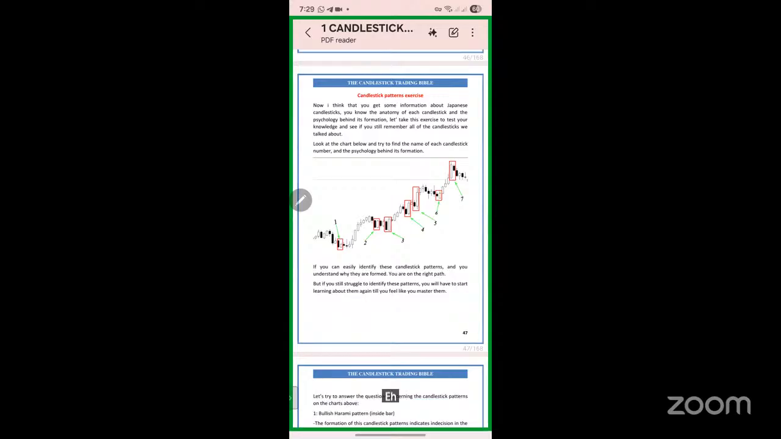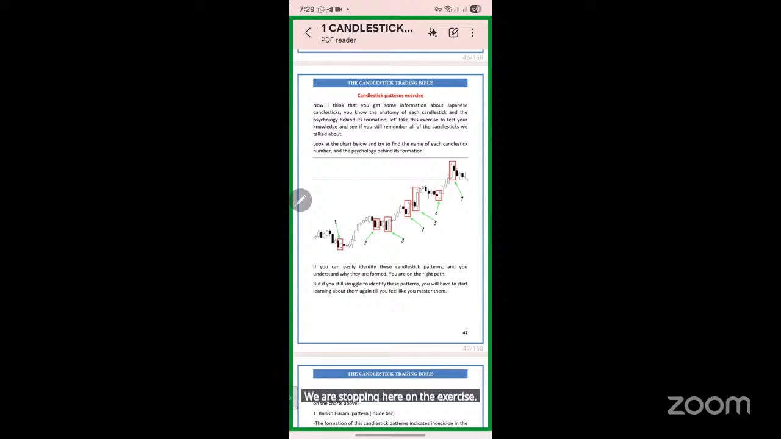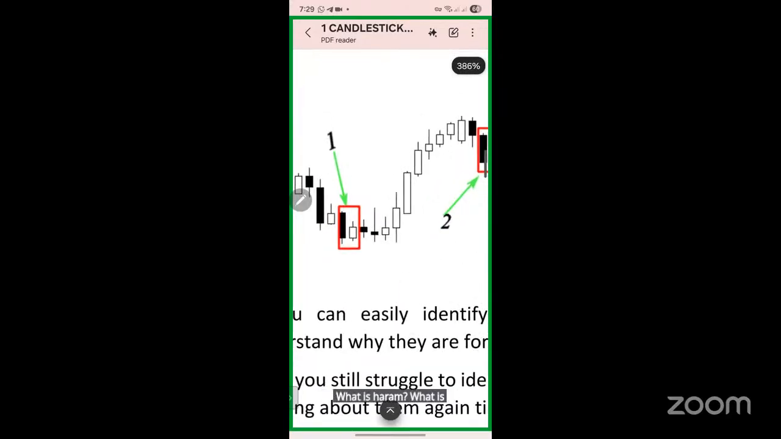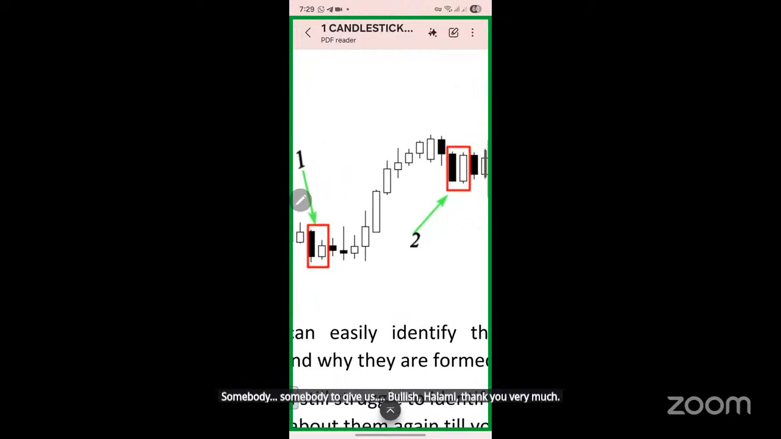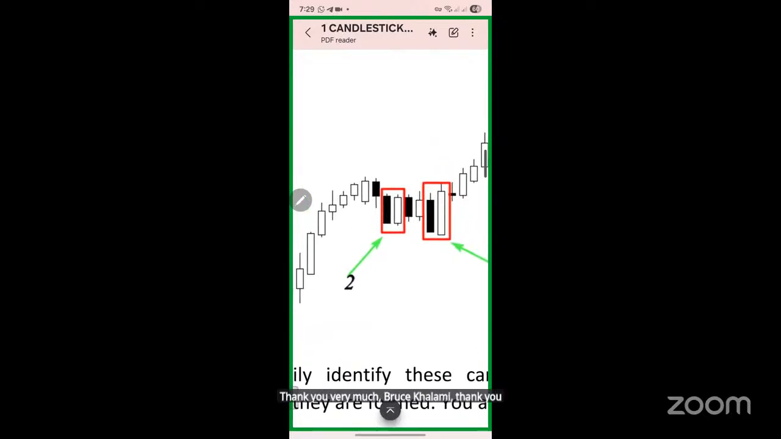Number one, we are making a recap of what we have seen here to go to the 7:30 lesson. We are stopping here on the exercise, and we are giving number 1 the name. Somebody, Bullish Harami. Bullish Harami. Thank you very much. Let's look at 2.